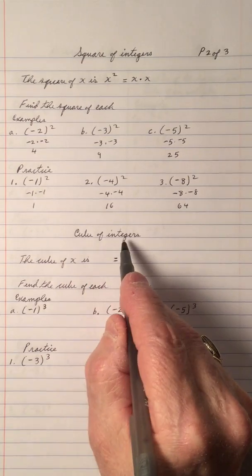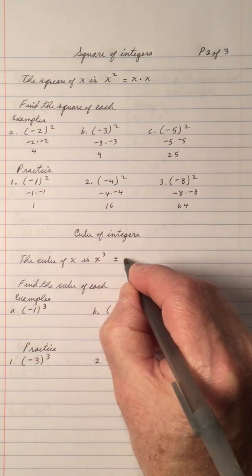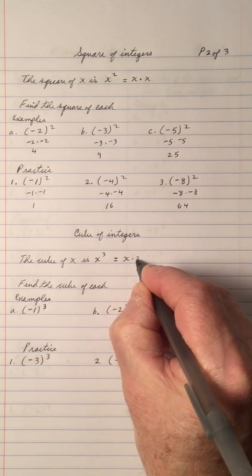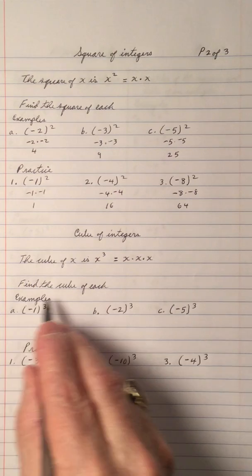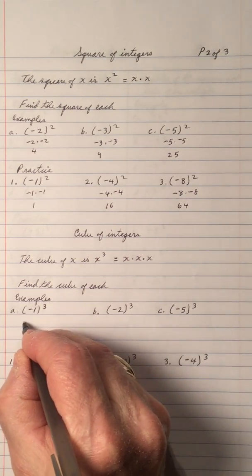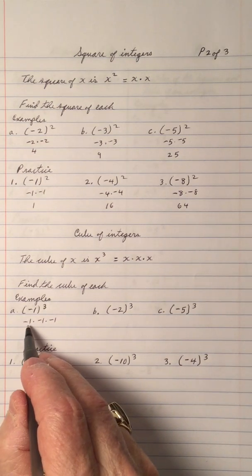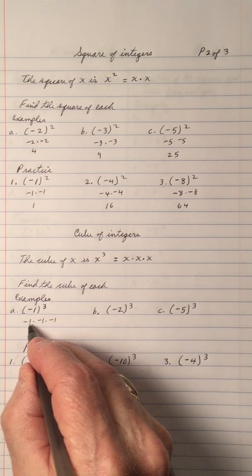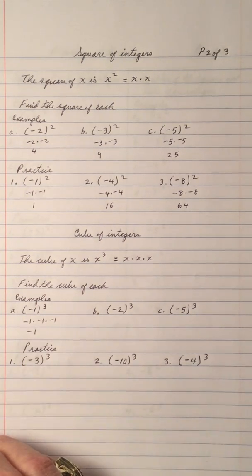Now, cubes of integers. The cube of x is written as x cubed, which means it's x times x times x. So find the cube of each. Negative 1 cubed is negative 1 times negative 1 times negative 1. Notice you have an odd number of negatives. So 1 times 1 times 1 is 1. And because there's odd negatives, you're going to get a negative.